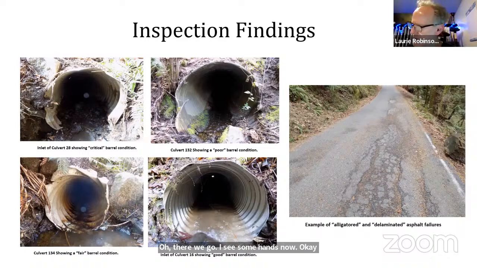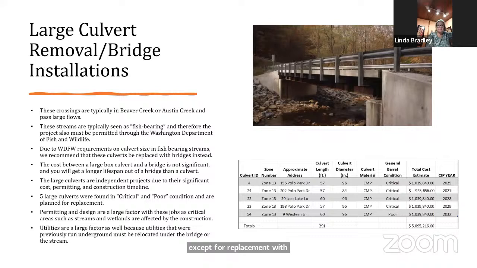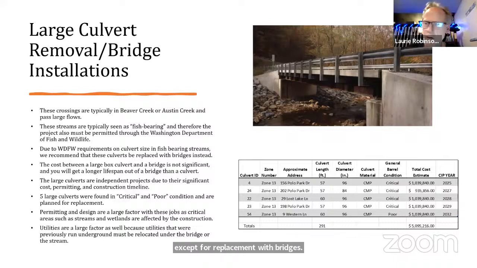We started off with small culverts versus large culverts. I didn't see much discussion of the large culverts except for replacement with bridges. That's a big deal. Really big deal. So are there any large culverts that would still be in use because they were not on Austin Creek or Beaver Creek, or are they all looking to be better off replaced with bridges?